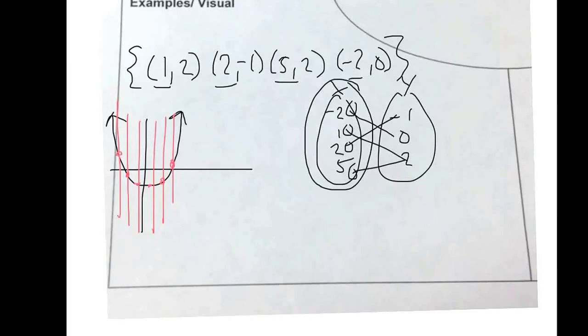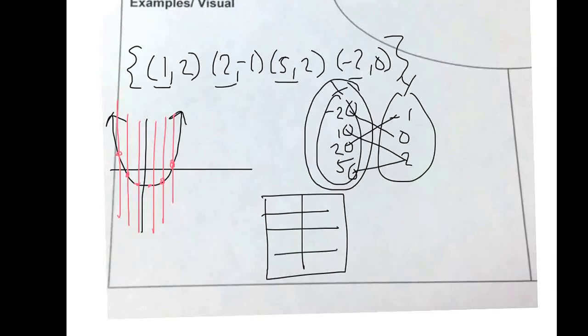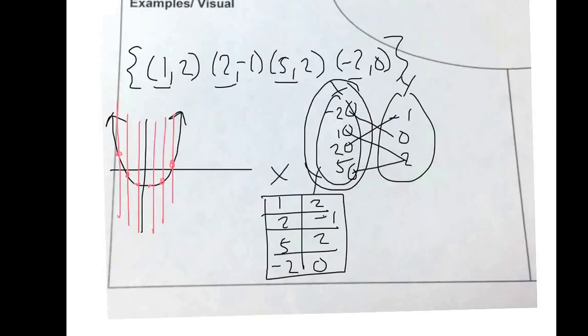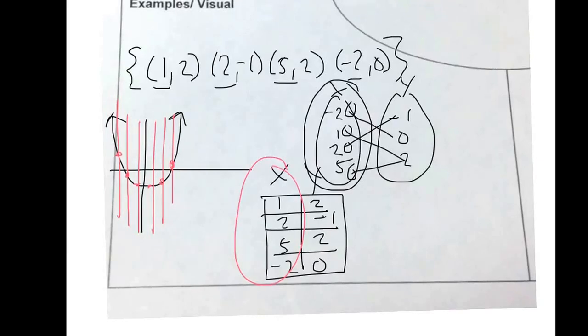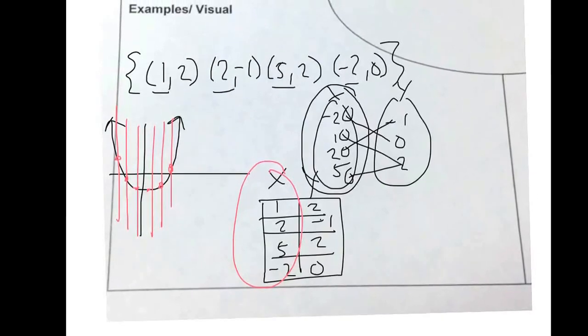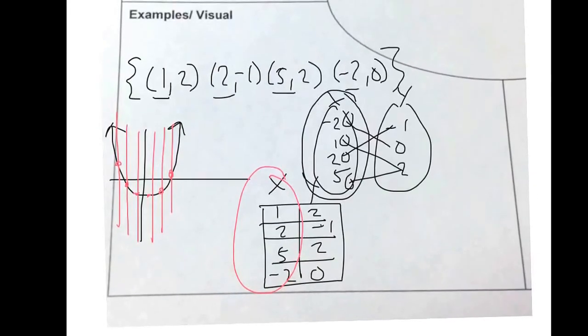Okay? The last representation we're going to look at is a table. x is 1, 2, 5, and -2. y is 2, -1, 2, 0. And as you look again, none of these x's repeat with a different y, so these are all examples of functions. Okay.